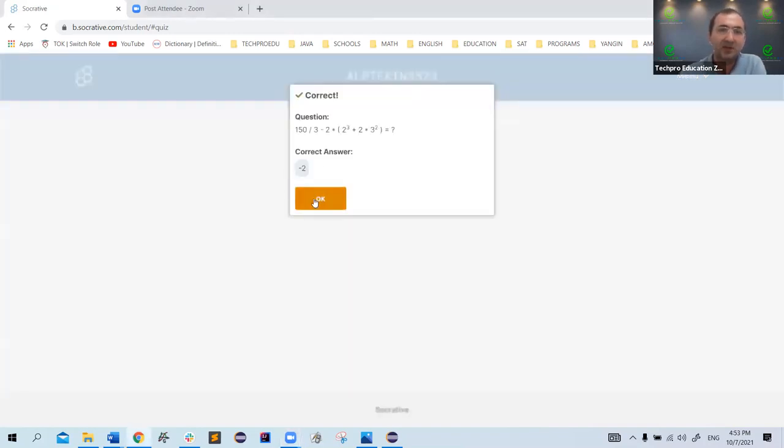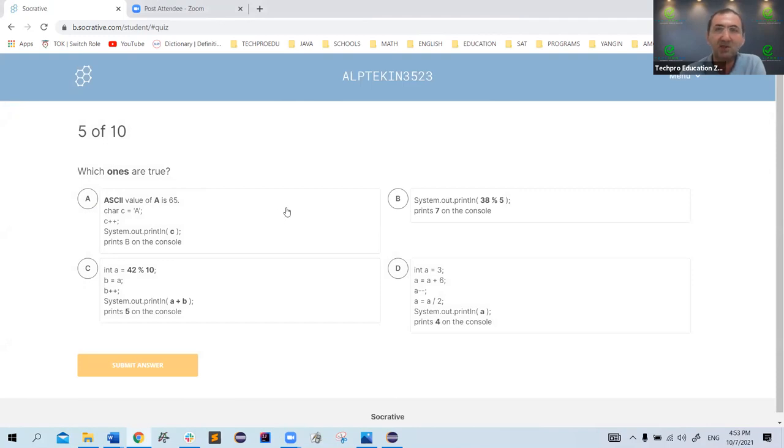Okay. It was all mathematics so far. Now we have code. Which ones are true? ASCII value of letter A, capital A, is 65. This is given. Well, listen carefully. This one. I think many of you made a mistake in that one. ASCII value of A is 65.